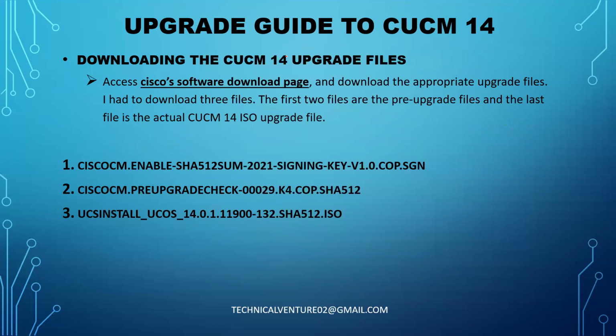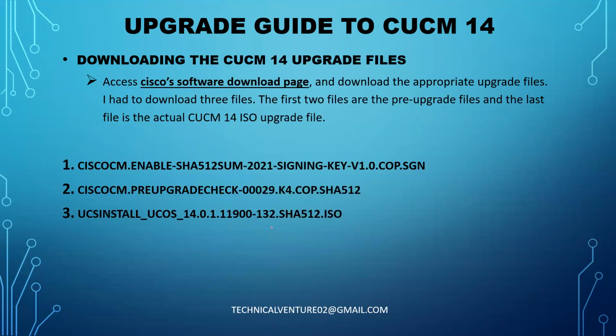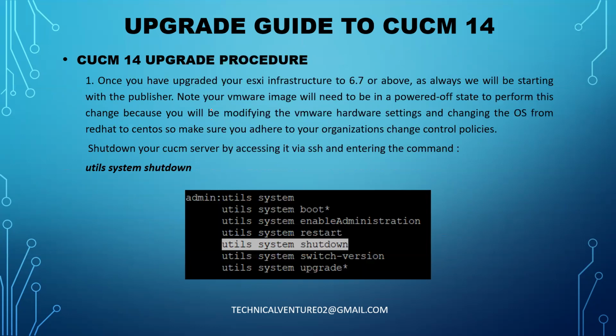Next, you can download the CUCM 14 upgrade files. There are two files we discussed previously, the COP signature files and another one, and then the main file, this ISO file. You need to download these three files from the Cisco software download page. The first two files are the pre-upgrade files, and the third is the actual CUCM 14 ISO upgrade file. You need to run these pre-checks, and then the third one, the main ISO file.